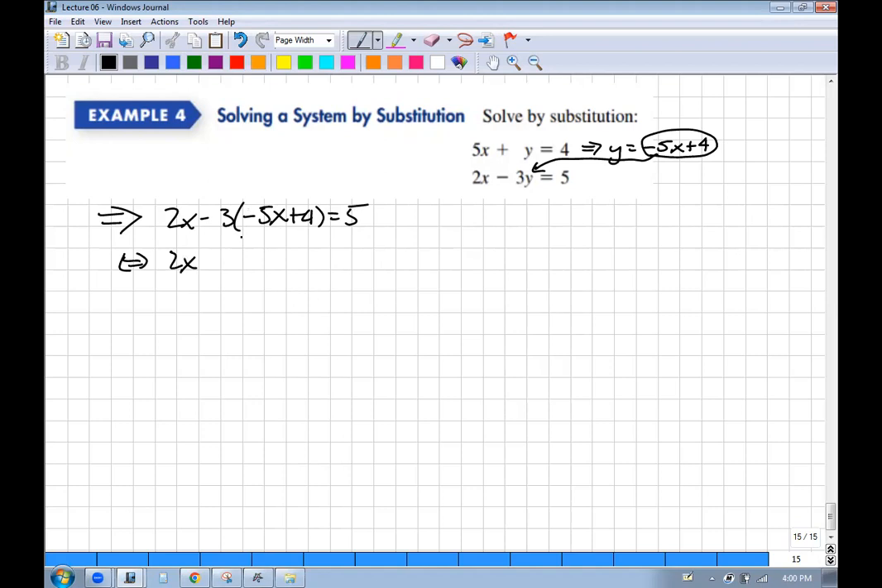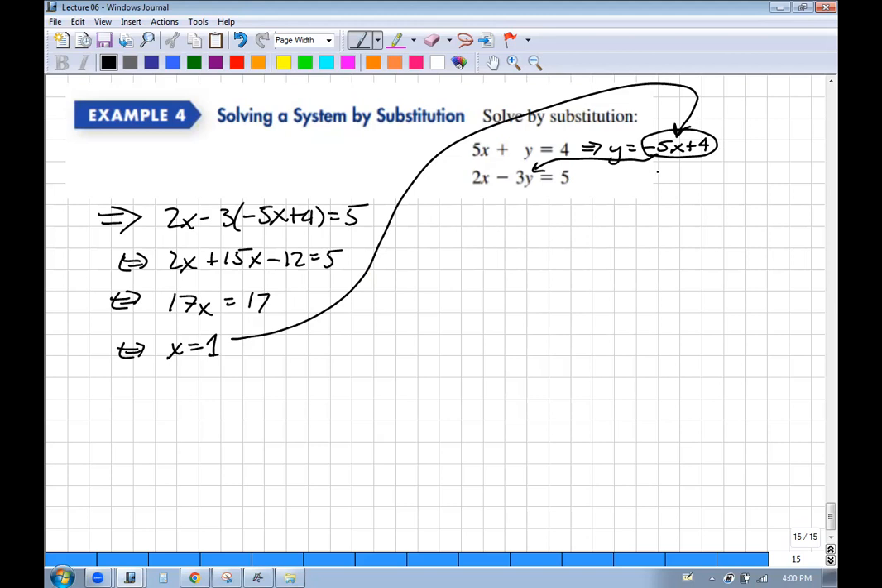I multiply the 3. 3 times 5 is 15. 3 times 4 is 12. Combining like terms, those give me 17. If I add 12 to both sides, I get that. So x is 1. Now I know what x is. I could put it right there and find out what y is. 9. That's my y value. Y equals. This is chain equality. So 1, 9 is the unique solution. There's only one solution.